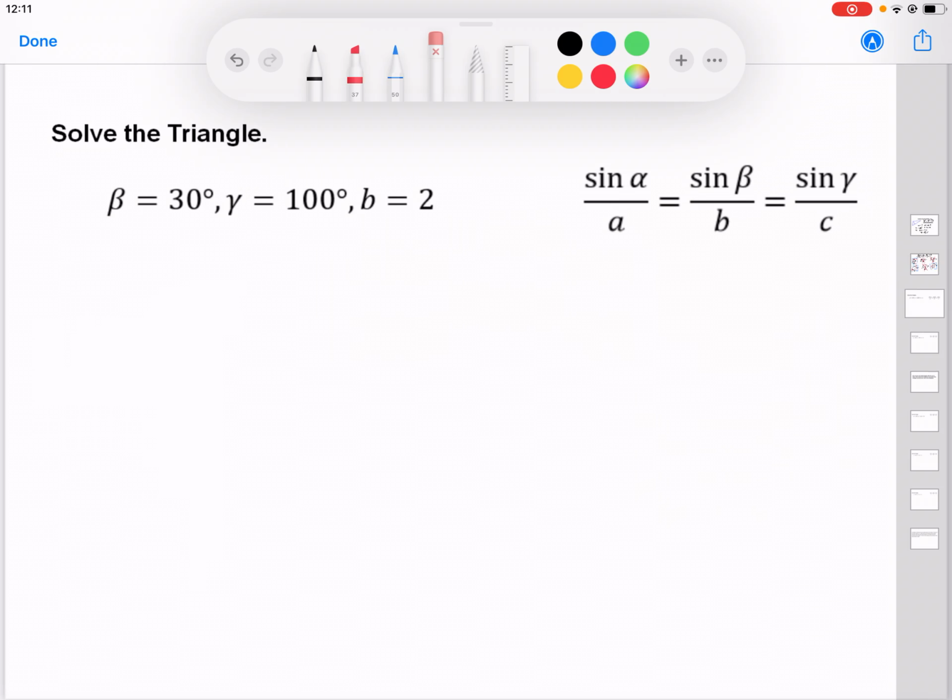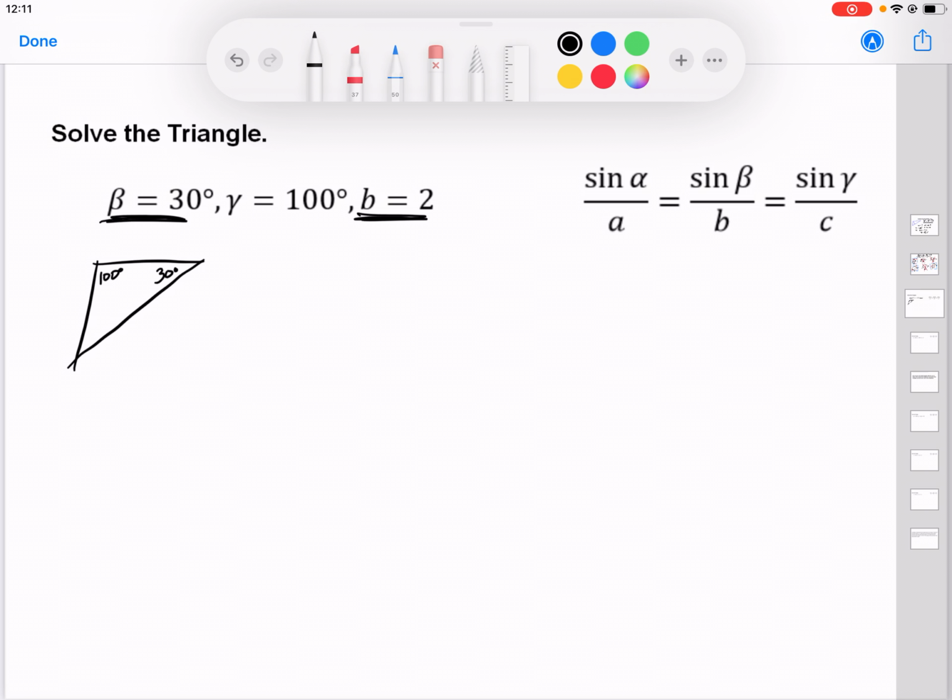So since we do have two angles given to us, we know for sure we can do law of sines. Also, because we've got the angle and the side opposite already given to us, we can for sure do a law of sines. So you can solve this a couple different ways. You can go ahead and draw a quick picture.